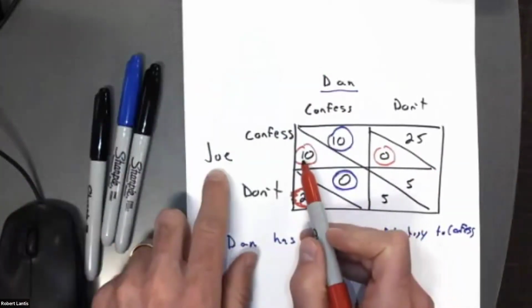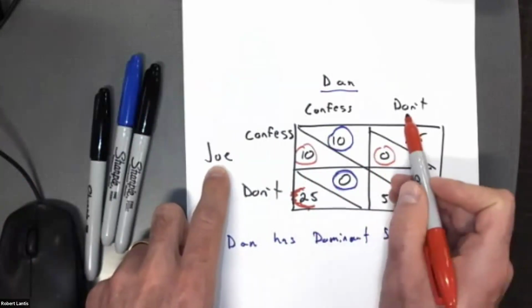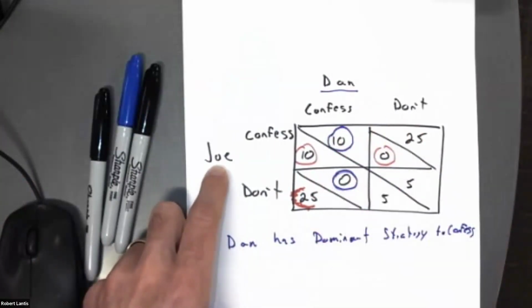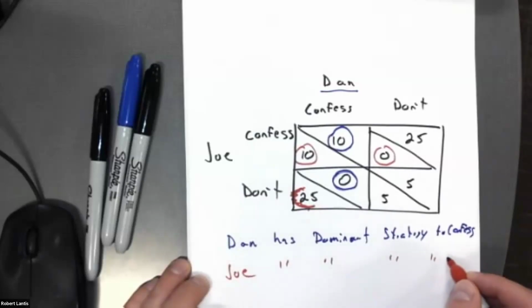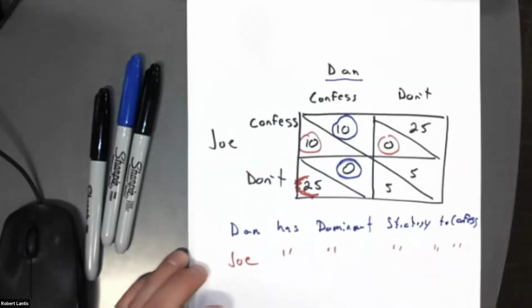So here, notice Joe always chooses to confess regardless of what Dan chooses to do. So here, Joe also has a dominant strategy to confess.